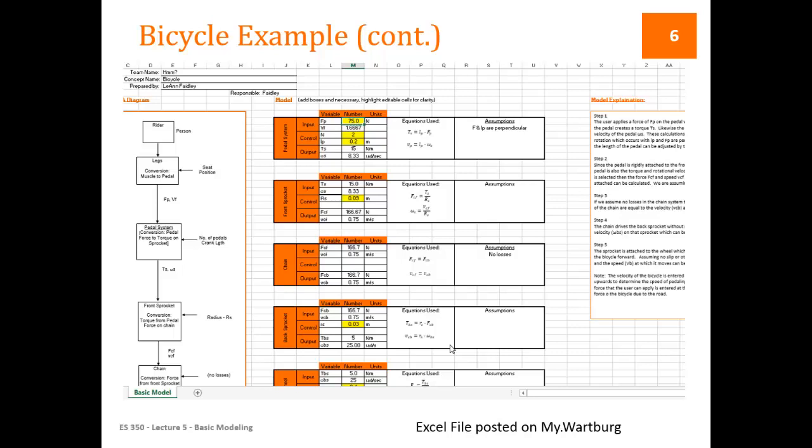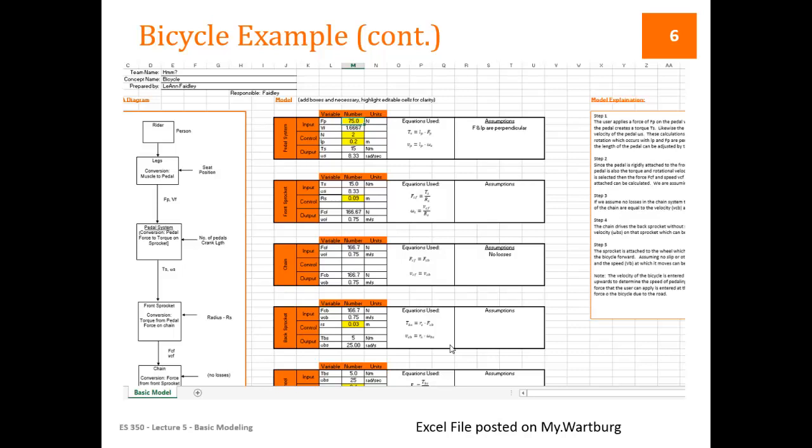So we start in the functional analysis with a person and their legs. Those don't actually go into the model because we are not modeling like calorie intake and how many calories are being burned and things like that. So we are starting our model with the pedal system. We have some sort of foot force, and we have a velocity of that foot, and those are the inputs to that system, the pedal system.